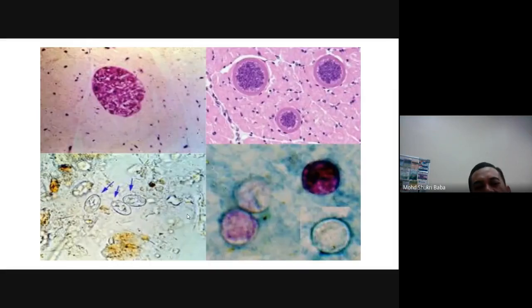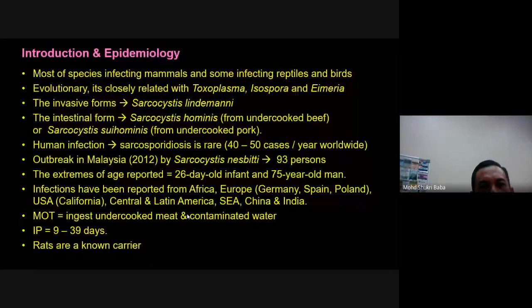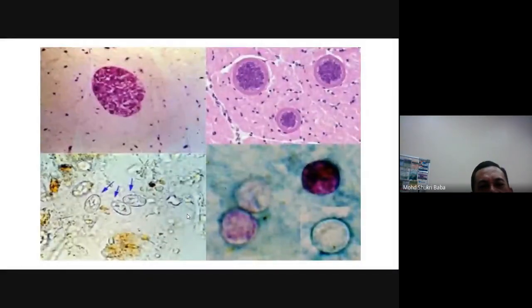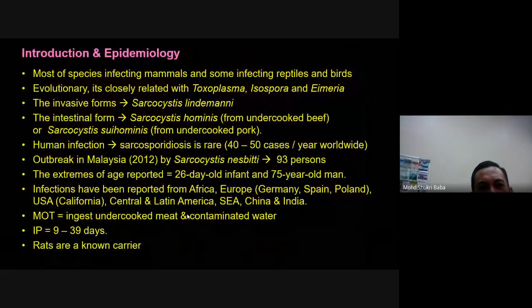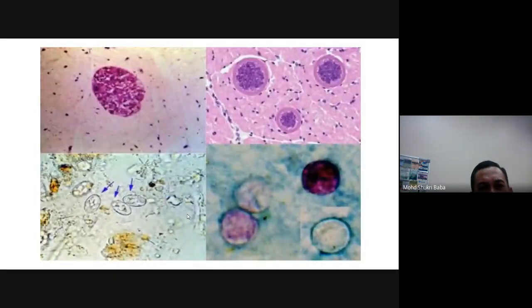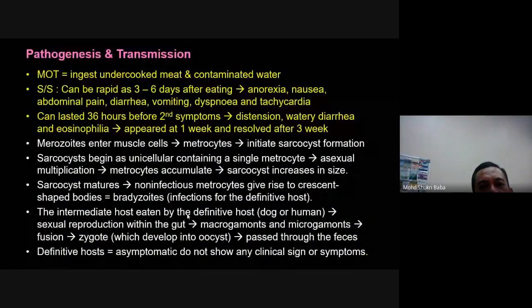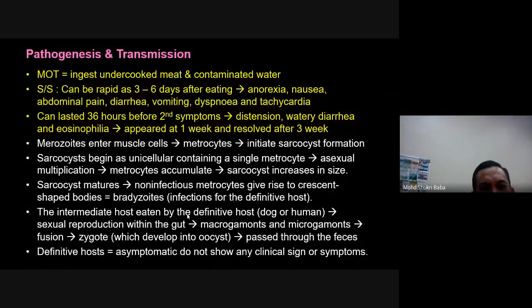Okay, so this is the cyst of Sarcocystis. Ini adalah cyst, ya, cyst. Mode of transmission, you will need adalah ingestion of undercooked meat and contaminated water.